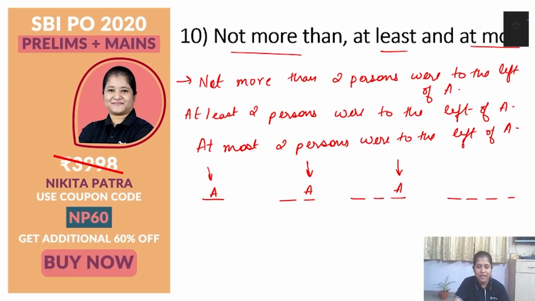3 persons is not a possibility. 3 या 3 से ज्यादा possible नहीं हो सकता. So not more than 2. 2 से ज्यादा नहीं हो सकता. 3 या 3 से ज्यादा is not a possible value.